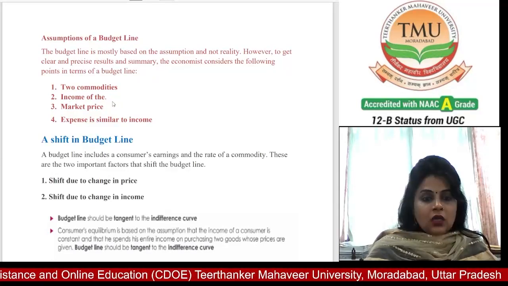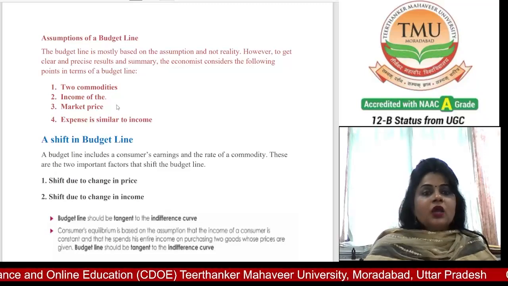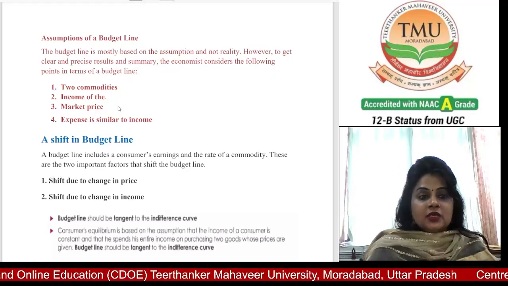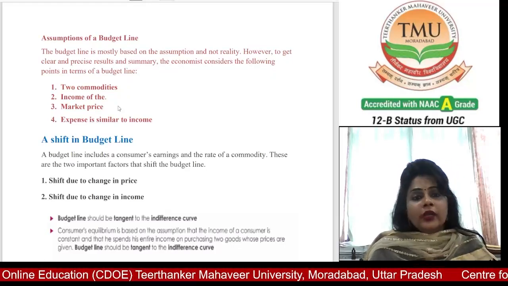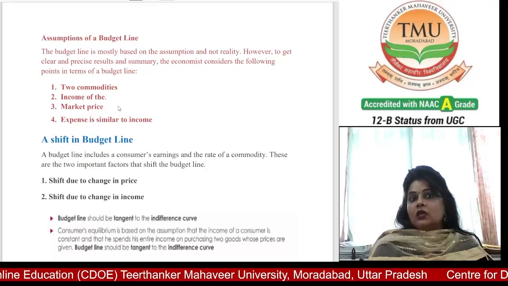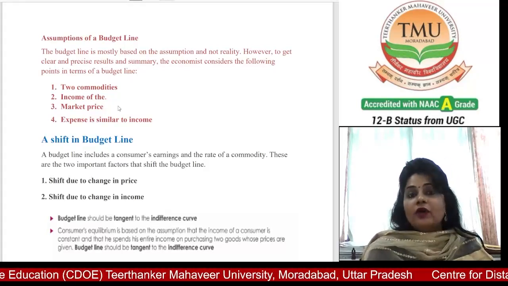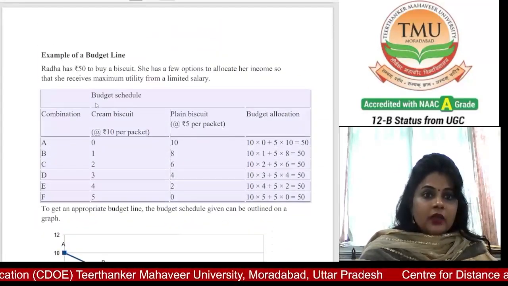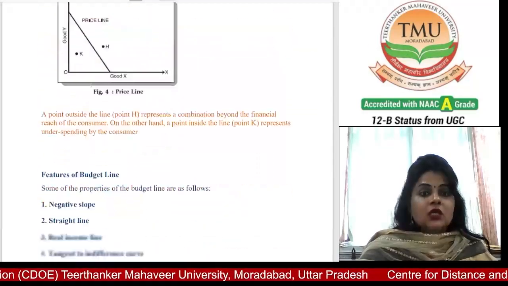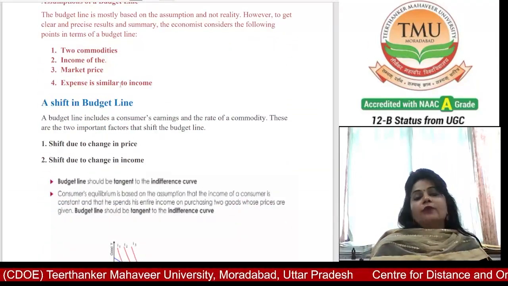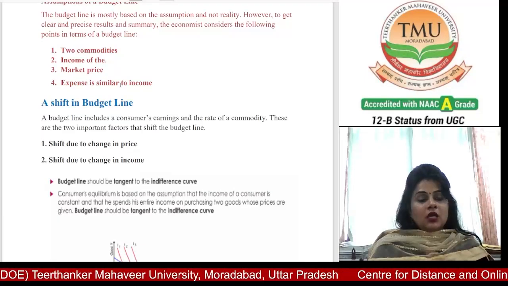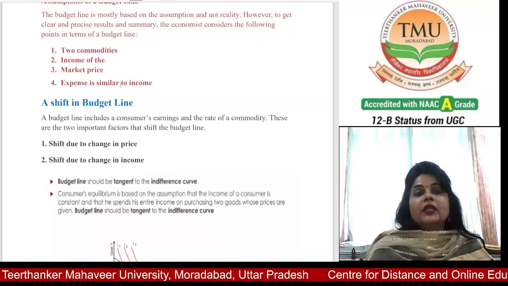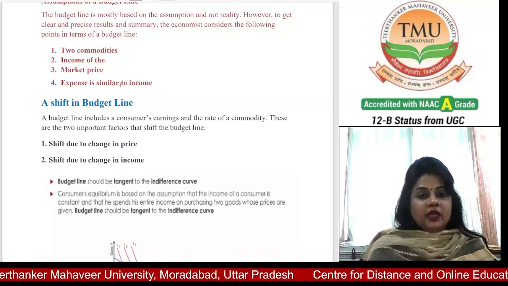Income of the customers. The income of the customer is limited, and it is determined by only two things. As in the example given above, I also showed you that Radha has only 50 rupees. So here we have to decide the income of the consumer and the money which we want to spend on the two commodities at given prices. So income should be limited.